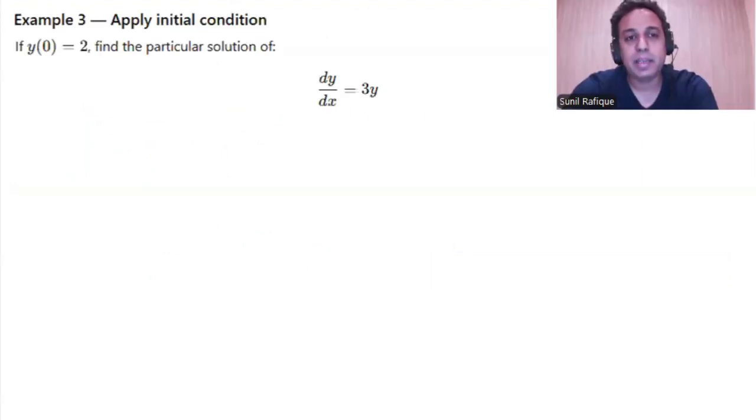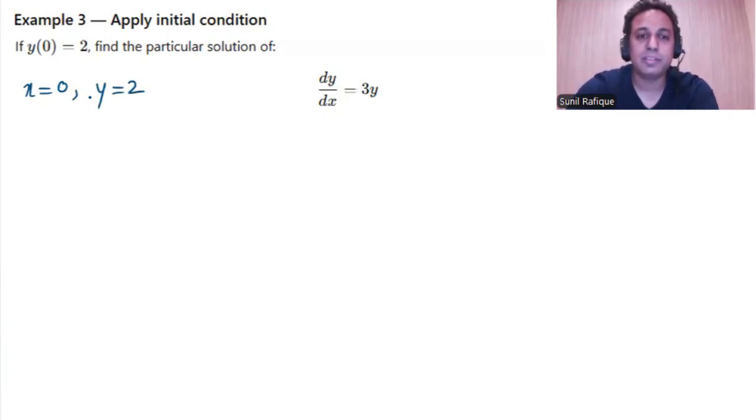All right, finally, apply initial condition. So what's the initial condition? What does this mean, y(0) equals 2? This means that when x is 0, y is 2. Okay, let's solve this differential equation.